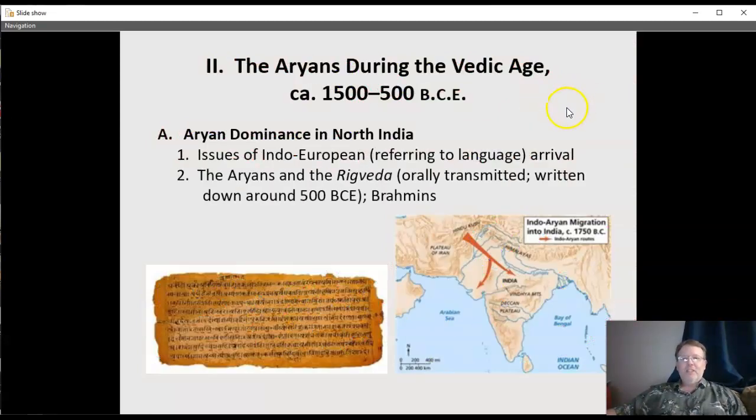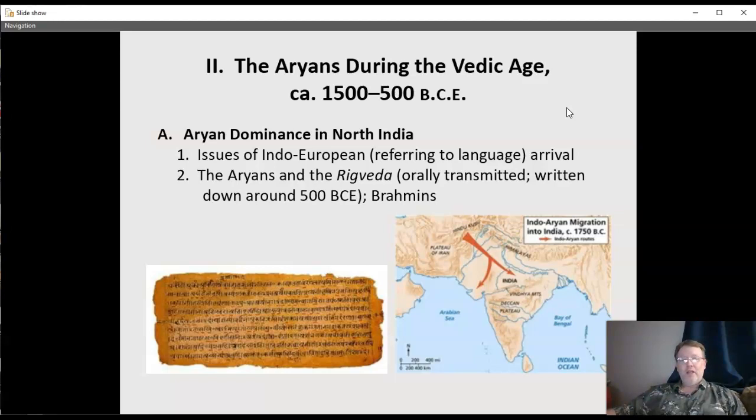The Aryans and the Rigveda, orally transmitted, written down around 500. All right. One of the very few things we have actually written down during this time period is the Rigveda. Again, it's not Harappan. It's not in the Harappan language. It's in this Aryan Indo-European language, which eventually morphs and blends into Indian language. This is a compilation of hymns, rituals, great epic stories. It becomes a religious text, although initially it was probably just a narrative story. It was an epic poem. Think like the Epic of Gilgamesh. Initially it was probably an epic poem that eventually becomes a religious text over time.